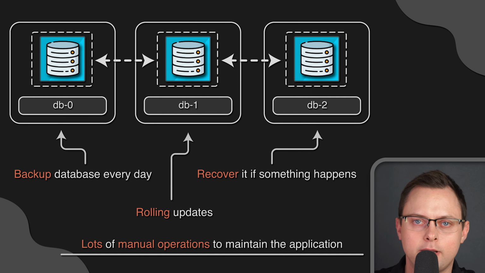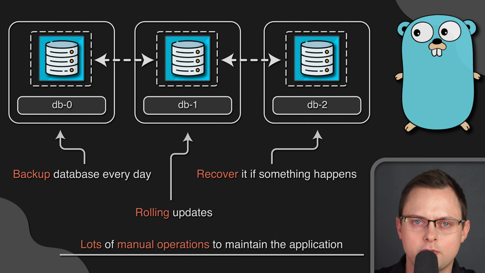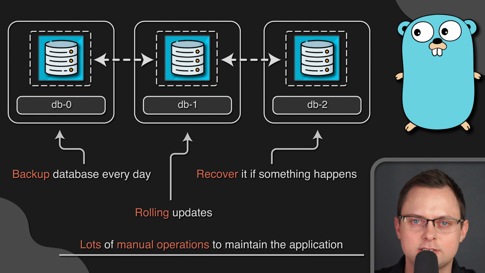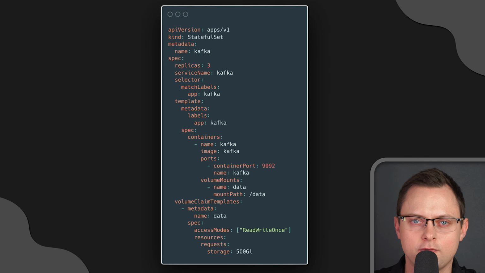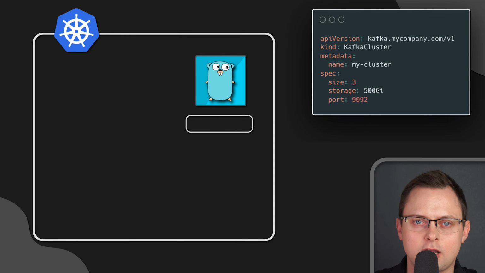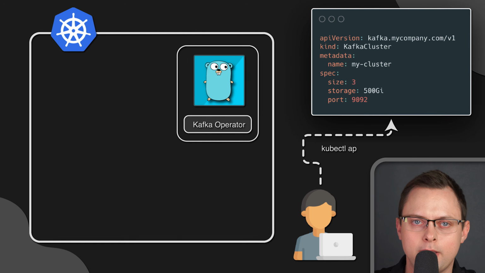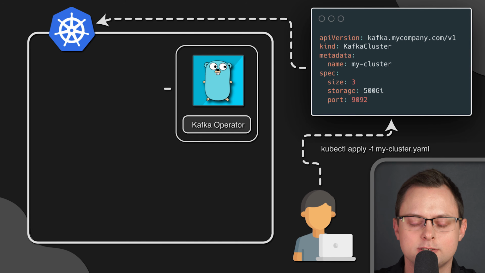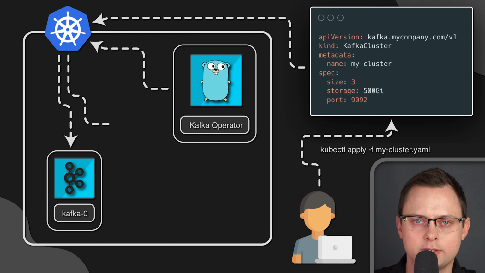By creating an operator, you can automate all these manual tasks in code. Most of the time we use Golang to create operators, but Kubernetes SDKs are available in other languages as well. For example, instead of using StatefulSet to deploy Apache Kafka, you can create an operator and use a custom API such as Kafka cluster. First, you create a schema for the custom Kubernetes API and register it with Kubernetes. Then, you would develop a Golang application and deploy it in Kubernetes as well.